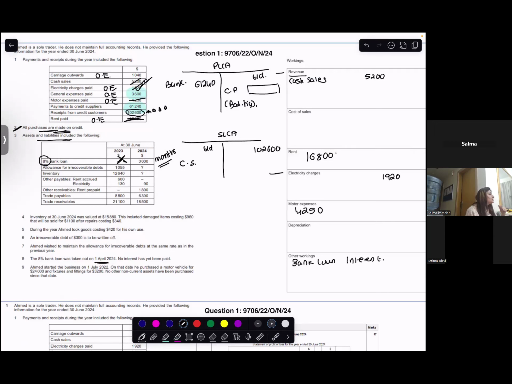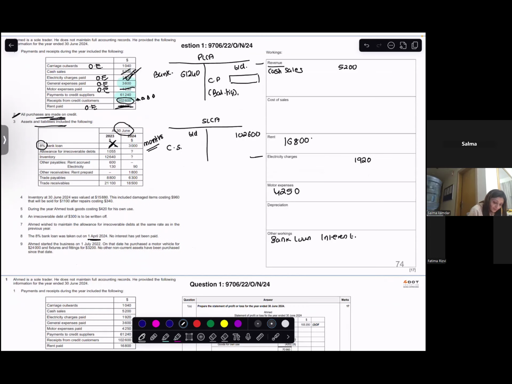1st April 2024. The year is ending on 30th of June. So April, May, and June. 3,000 into 8% into 3 by 12. Interest is 60. Sorry, interest is 60.